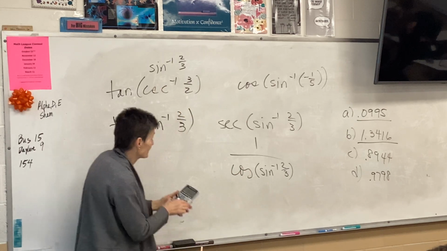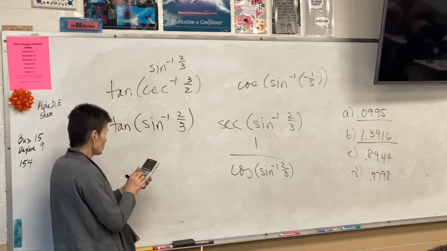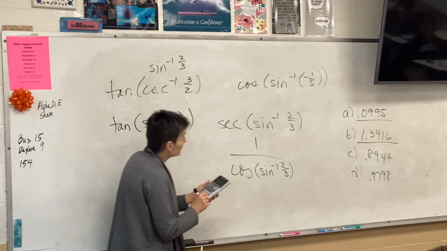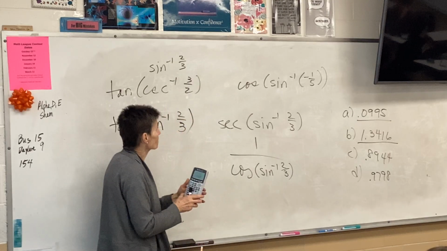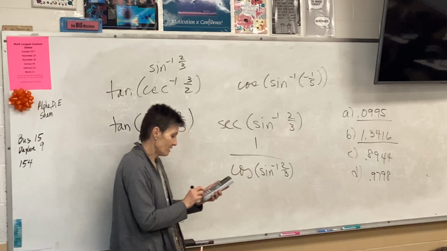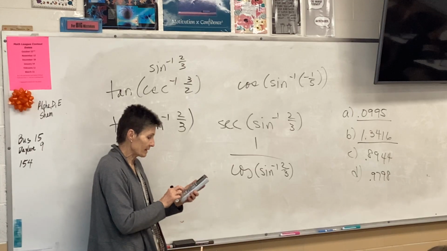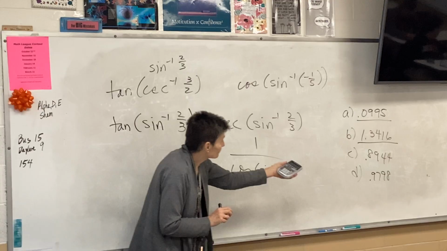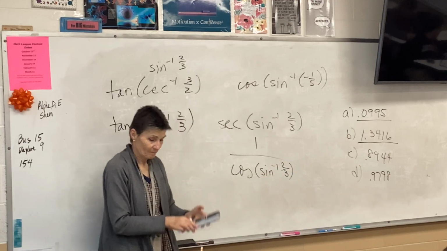All right, let's type that and see if we get the right one. Tangent, second sine, 2 divided by 3. Yep. And then that one's easy. Cosine, second sine, negative. It will match.